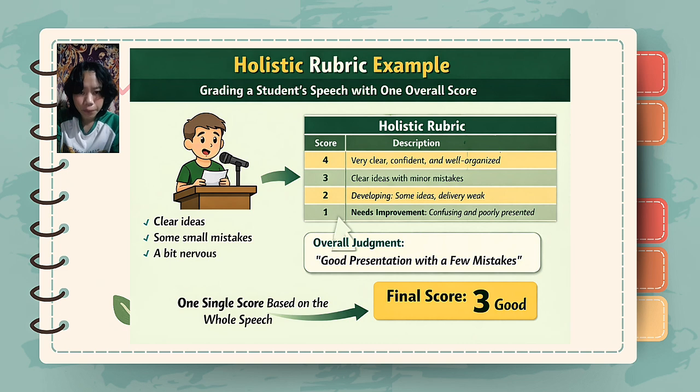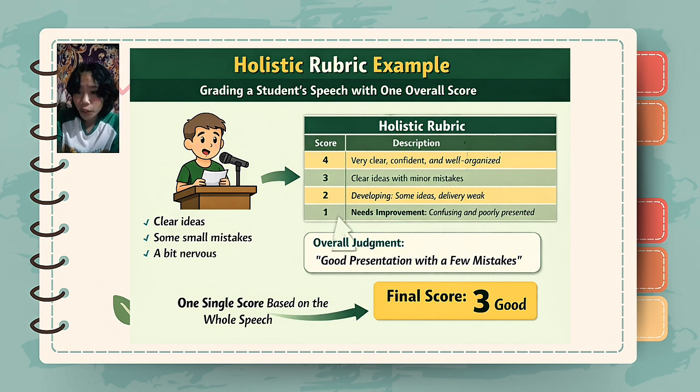Okay, for example, a score of 4 means the speech is very clear, confident, and well organized. A score of 3 means the students presented clear ideas but made some minor mistakes. A score of 2 indicates that some ideas are unclear and the delivery is weak, while a score of 1 means the speech is confusing and poorly presented.